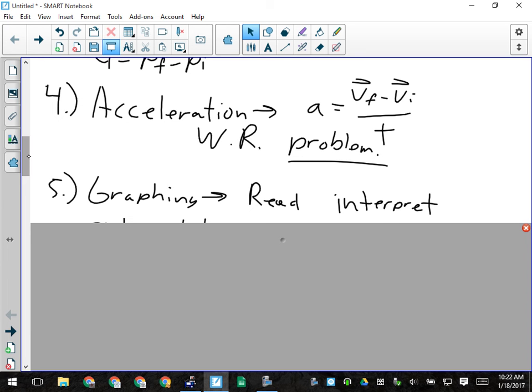You'll also be asked to do some calculations from those graphs. Okay? If your graph is just a line, then you would be expected to use what formula most likely?